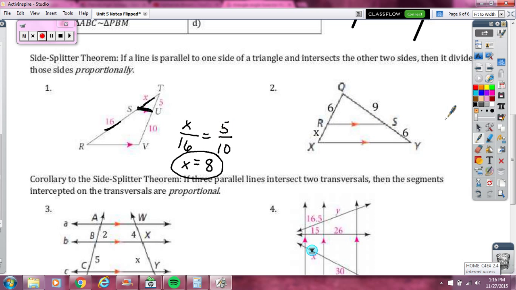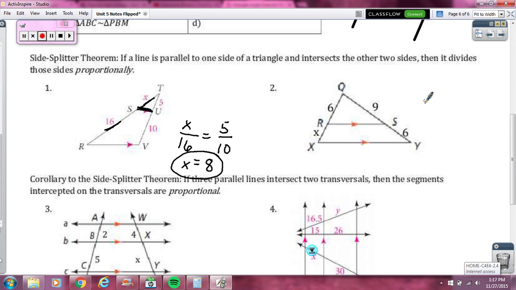You try number 2, so pause, set up a proportion, and solve. Hopefully what you did was 6 over x, the relationship between those two, should be the same as 9 over 6, the relationship between those two. When I cross multiply, I get 36 equals 9x, so x equals 4. Cool.